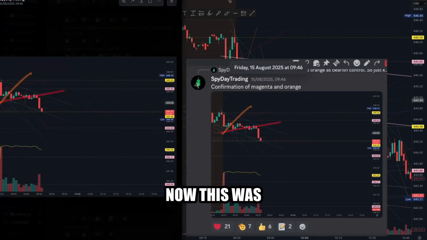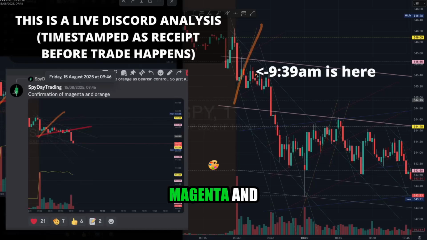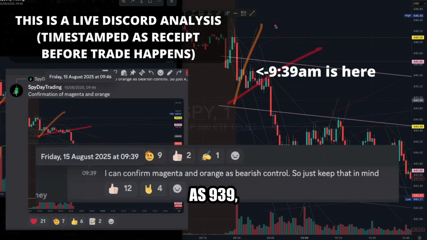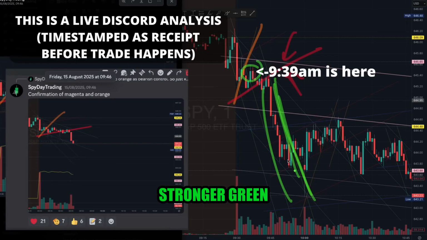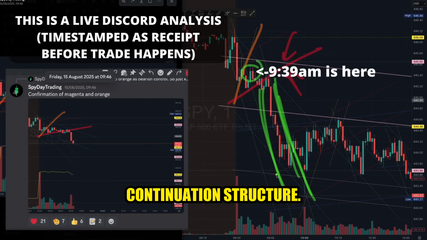946 right here. Now this was when I mentioned about the magenta and orange algorithm. In fact, we identified it as early as 9:39, which was about here, and just take a look for yourself how the market started trending down thereafter once we understood how to identify the bearish control algorithm. In this case, we identified the stronger magenta. That was quite straightforward trade, especially when it started pushing down in that stronger green selling continuation structure.